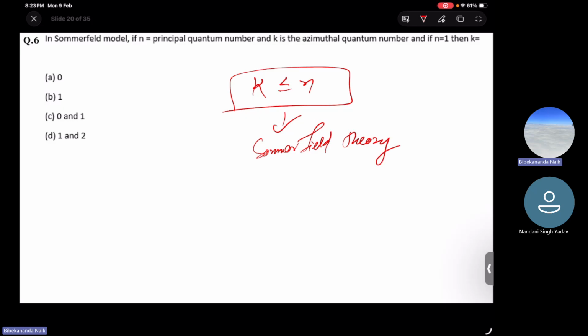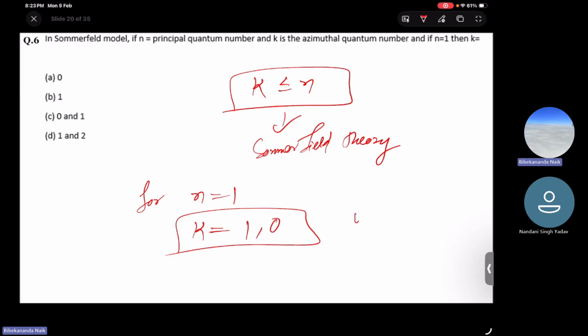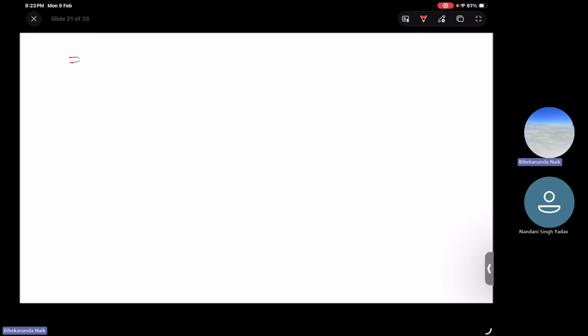But for n equals to 1, what will be the value of k? K will be 1 and less than 1, that is 0. So k will be 1 and 0. So there will be two values of k, 1 and 0. But 0 is not possible, because we know the value of k and n basically show the major radius and minor radius. So according to Sommerfeld's theory, we can write k by n equals b by a.